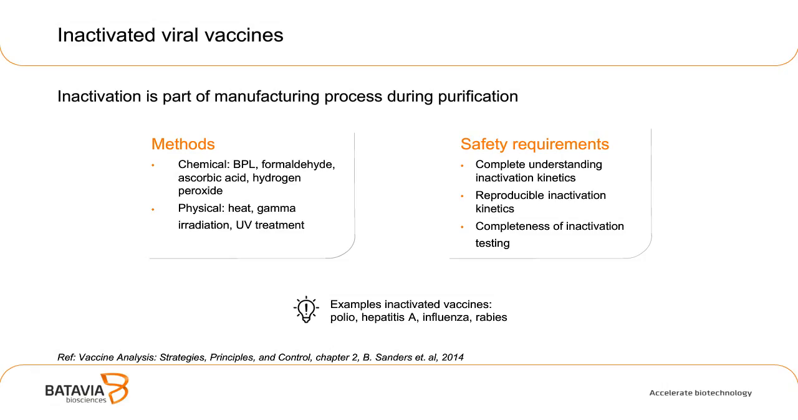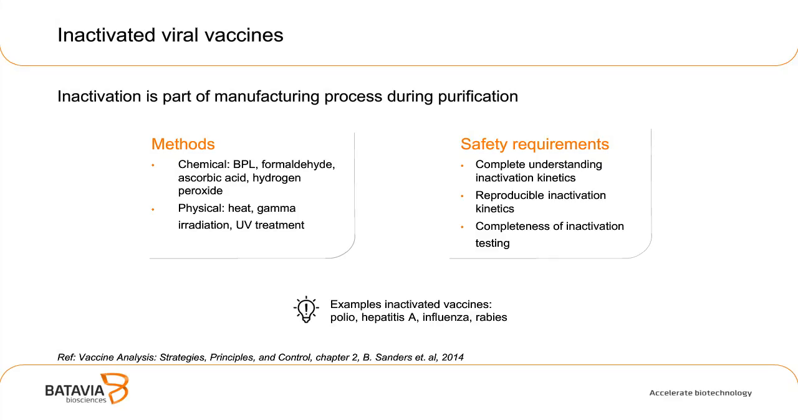It is one of inactivation of a viral vaccine. When inactivated viral vaccines are produced, somewhere during the purification process there is an inactivation step where you inactivate the virus. That can be done by chemical addition of BPL or formaldehyde, which are most commonly used, or physically by heat, gamma irradiation, or UV treatment. But you can imagine that if your inactivation is not working fine, that has severe effects on global health.